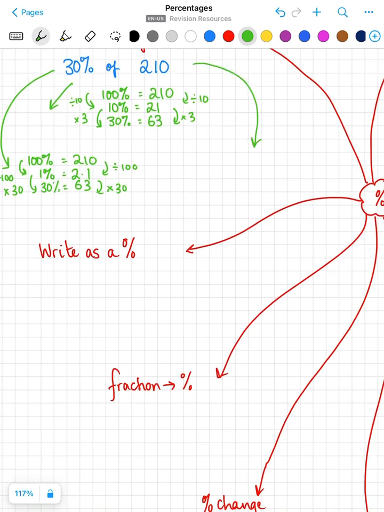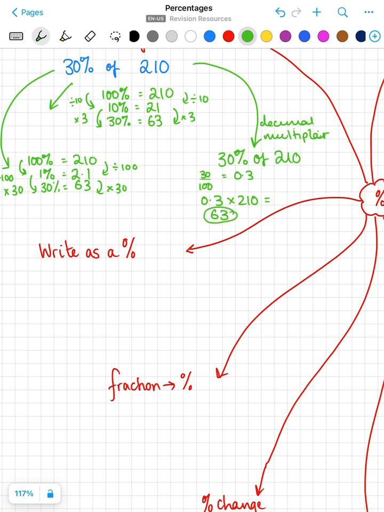A method I'd like you to get used to using, especially with a calculator, is the decimal multiplier method. Reason being, it really does make more difficult percentages questions much easier. For example, if we're still sticking with our 30% of 210, 30% as a fraction is 30 out of 100, which is 0.3. That's 0.3 times 210, which is the same as 3 times 21, which is 63.